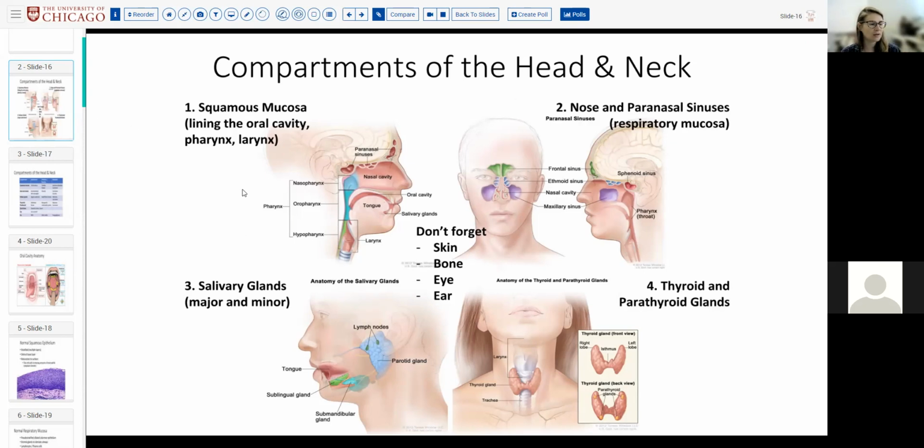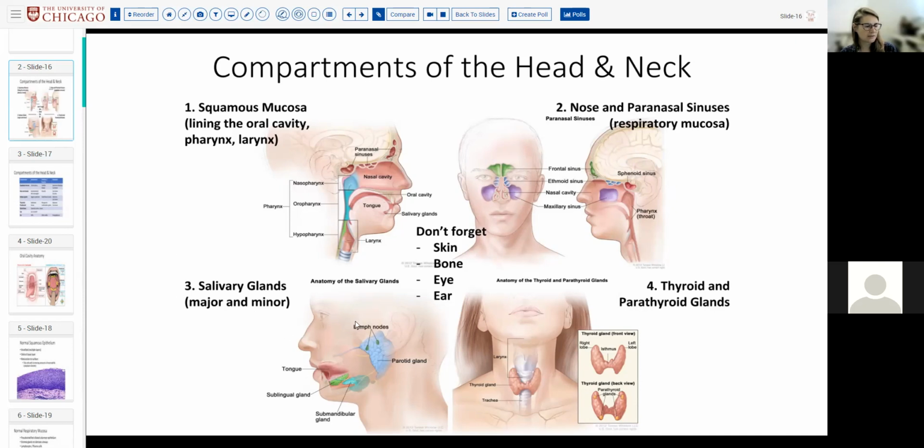And so we're going to go over what those normal compartments are and what the normal histology of those is. So of course, there are squamous mucosas lining the oral cavity, the pharynx, and the larynx. Remember, the pharynx is just the back part of the upper airways that eventually proceeds into the esophagus. Conversely, the nose and paranasal sinuses are those areas that are more for respiration, lined by respiratory mucosa with lots of mucosal glands to moisten the air.